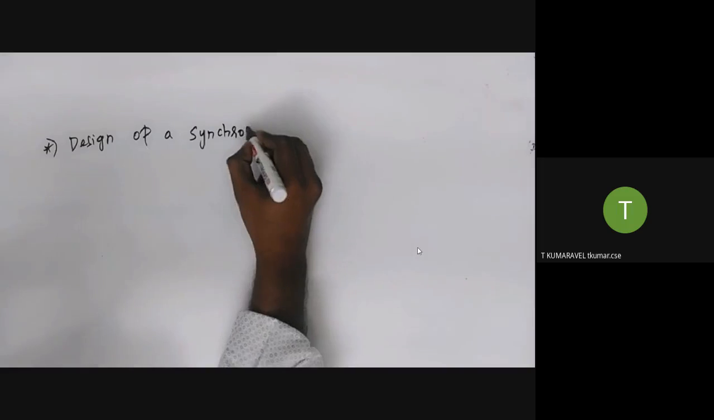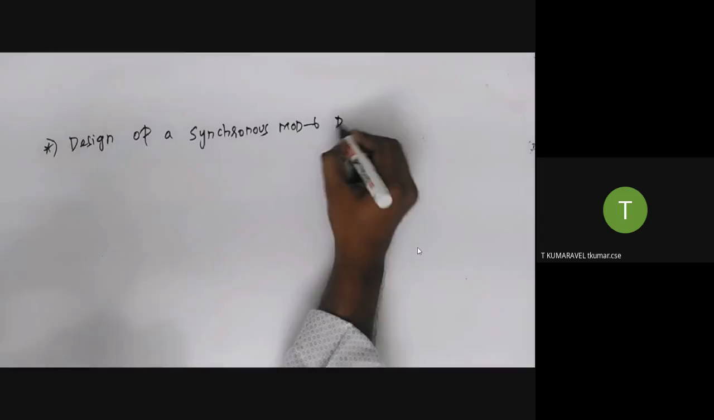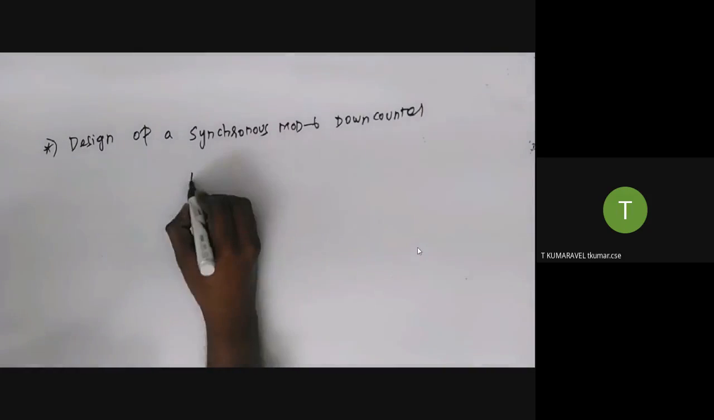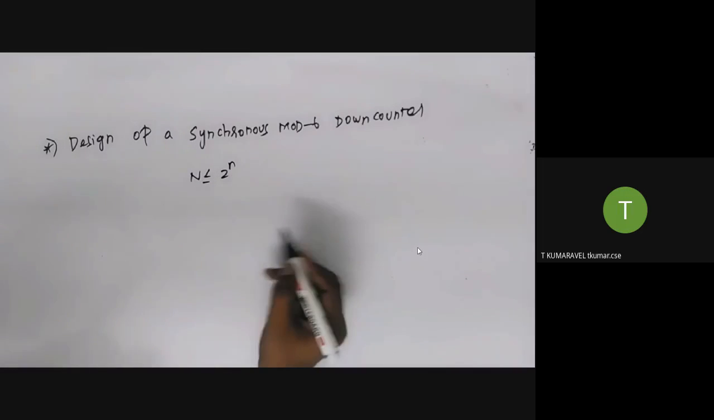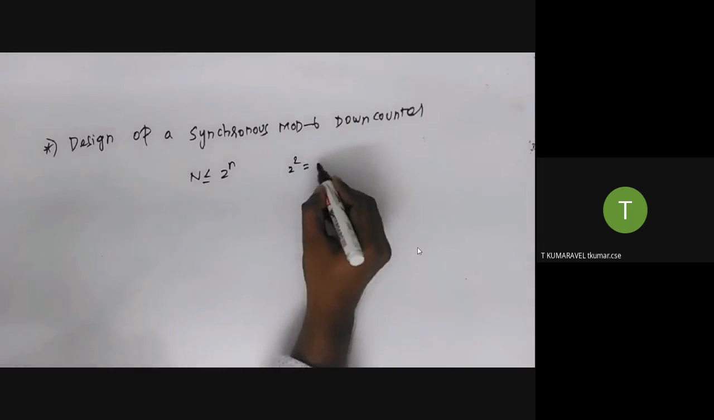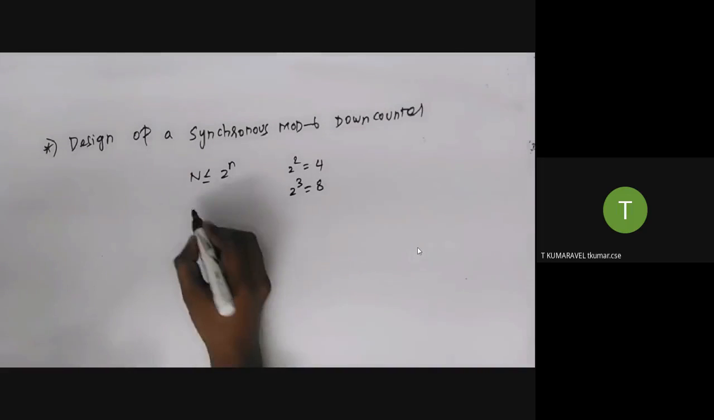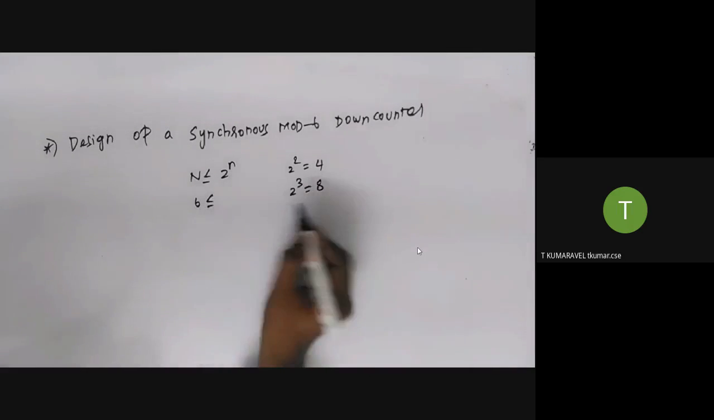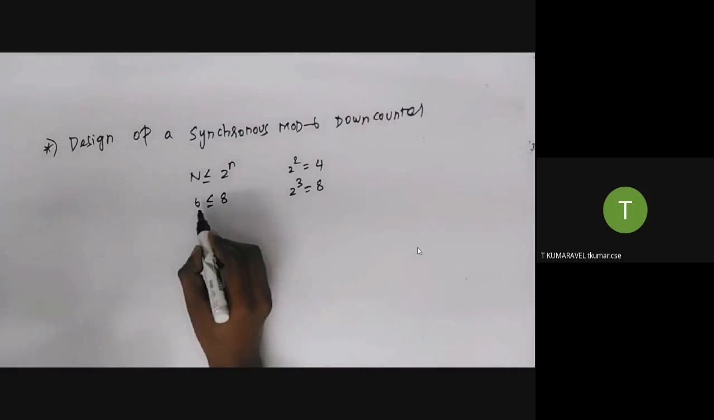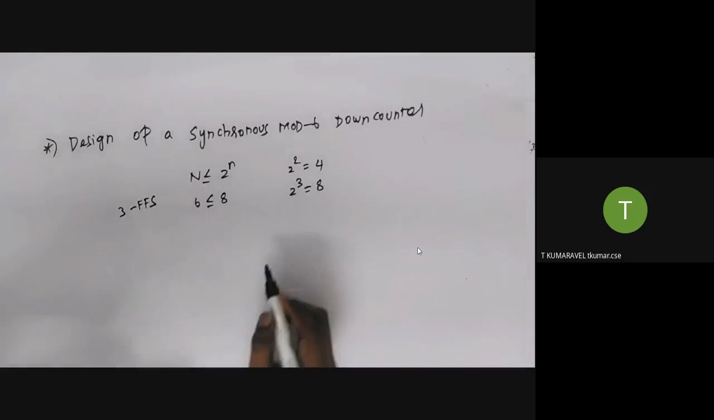So design a synchronous mod 6 down counter. How do you design that? If I take 2 bits, how many states are available? 4. If you take 3 bits, 8 states are available. So what is the condition? 6 is less than 8. The condition is satisfied. So in order to design this problem, it requires 3 flip-flops.